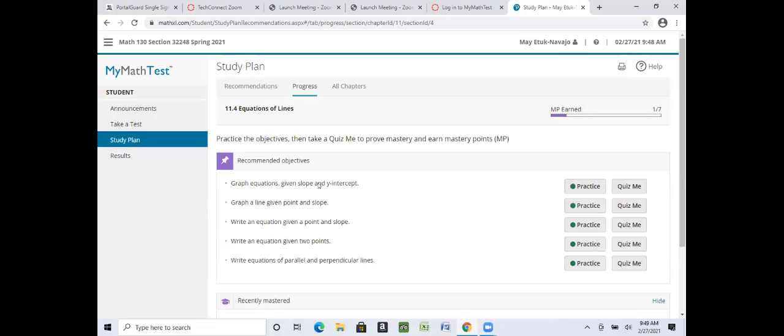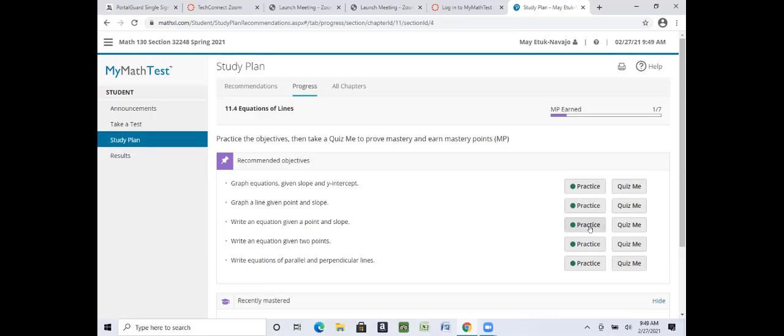As you can see, there is a list of practice and quizzes here for those topics that you need to explore that relate to the problem you missed. You don't necessarily have to do all the quizzes, but if you do the practice and the quizzes, then this pin would be removed from that section. It shows that you mastered that topic. I'm just going to click on one of them randomly: write an equation given a point and the slope.